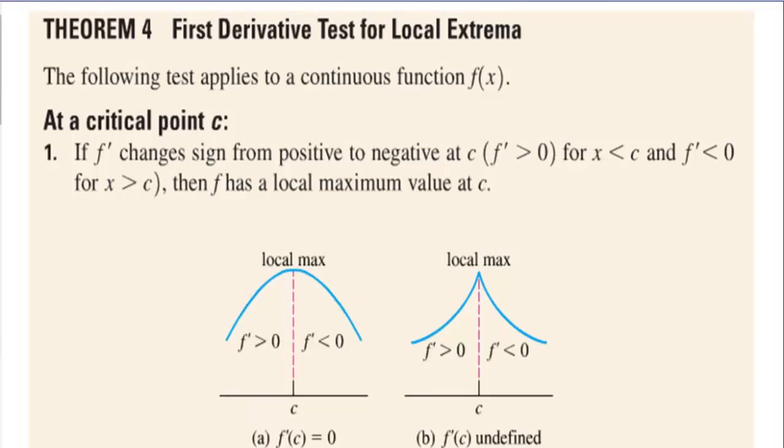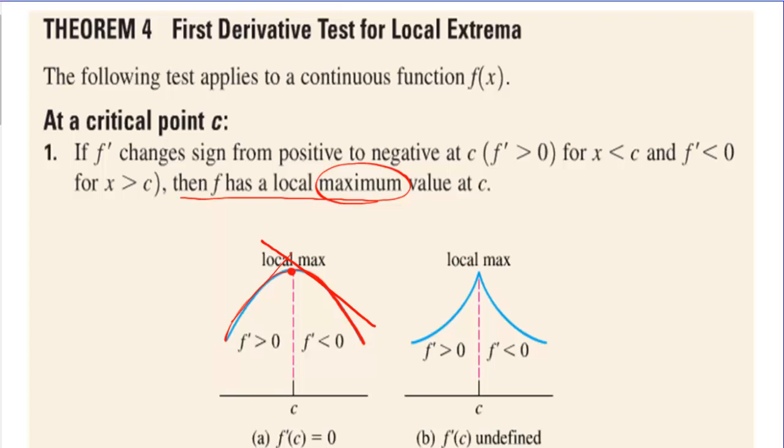Theorem 4, first derivative test for local extrema. The following test applies to a continuous function f of x. At a critical point c, 1, if f prime changes signs from positive to negative, then f has a local maximum value at c. If the derivative changes from positive to negative, that means the function increased and then it decreased, creating this local maximum.